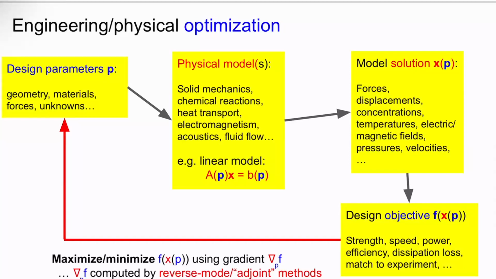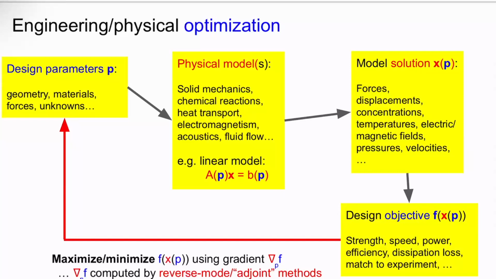Like if you have some unknown physics and you're trying to match it to your measurement of chemical reactions, right? So that's something that takes the physical solution and gives you a number. That's your objective function, right? So your parameters go into the physics, into a solution, the solution goes into a design objective function, a number, a scalar, and then you want to optimize it. You want to update the design parameters to make this function better, to say maximize or minimize it.